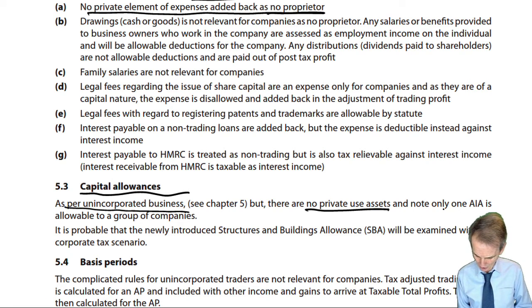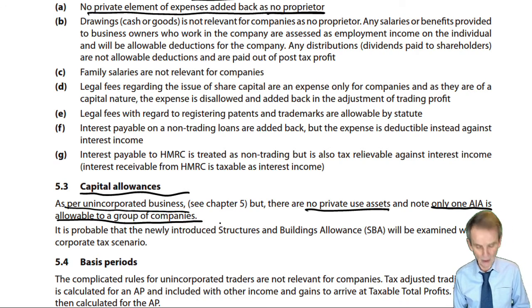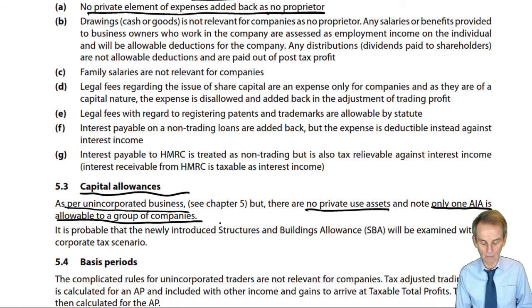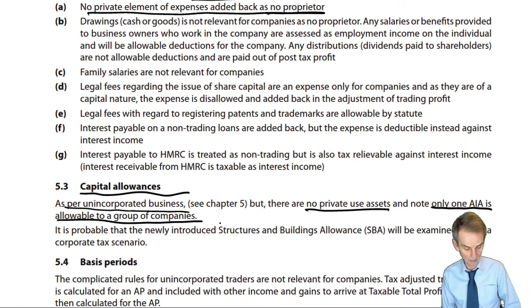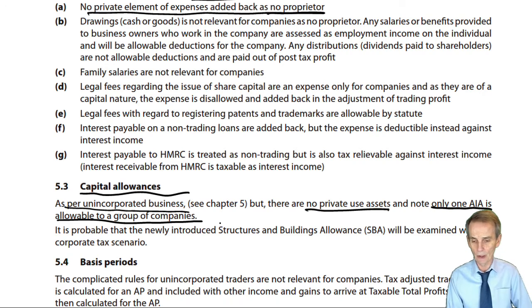And that is to note that only one AIA is allowable to a group of companies. You do not get the full 1 million AIA for each company within a group. It will be divided between the companies within that group. But as we'll discover in Chapter 22, there is flexibility there because you choose how to divide that between the group companies. The parent company there will make that decision.